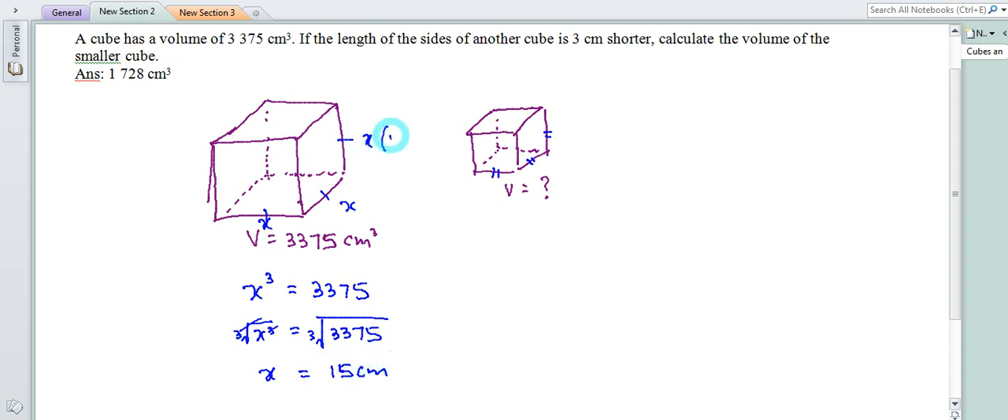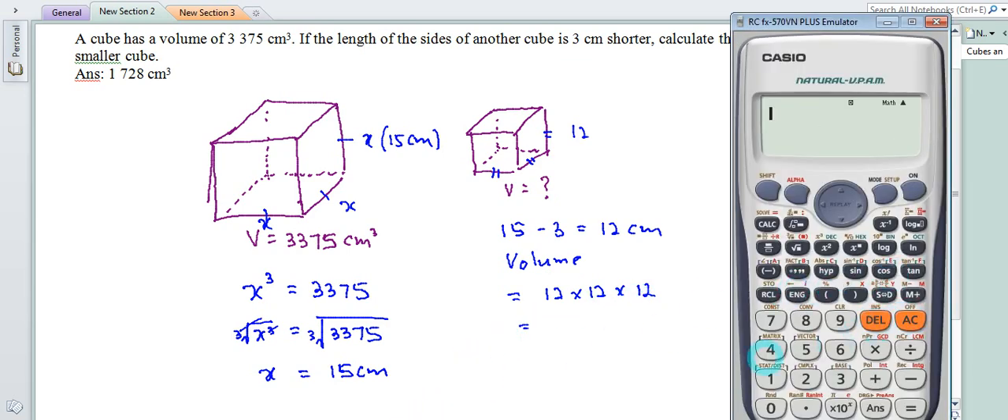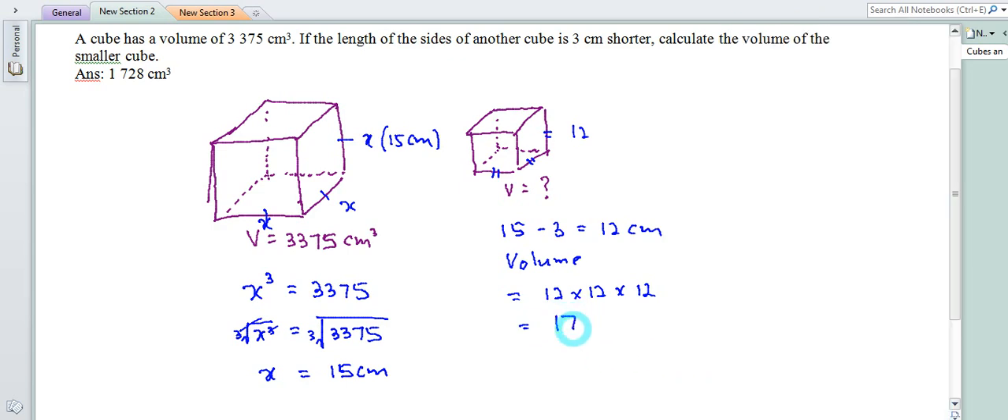Now I know this is actually 15 centimeter. And the side length of this other cube, which is the smaller cube, is 3 centimeters less than this. Minus 3, you get 12 centimeter. And the volume for this smaller cube will be very easy. 12 times 12 times 12. We just use a calculator to help us. 12 to the power of 3. So we get the answer 1728 cubic centimeter.